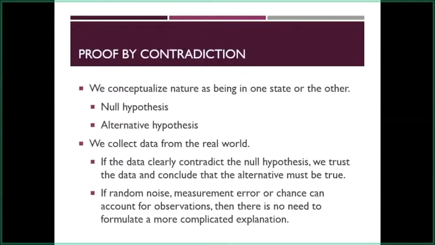So we start with this belief that the intervention does nothing. We collect data from the real world, and only if the data clearly contradict that null hypothesis do we conclude the alternative. Okay? The only other possibility is that random noise or measurement error or chance are just as likely to have yielded the data that we saw, in which case we maintain our preference for the null hypothesis. There's no reason to believe anything more complicated is happening.